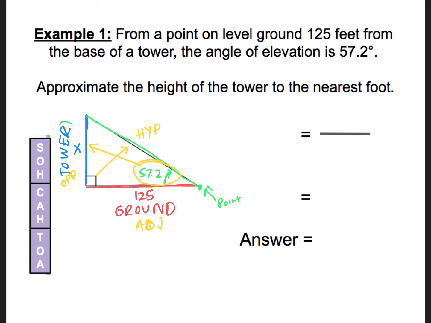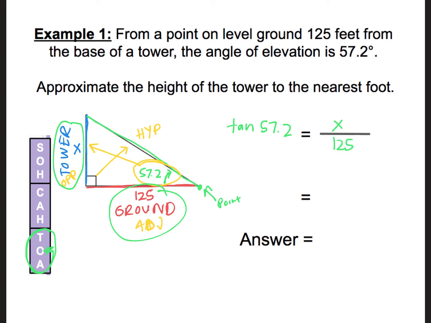So I notice we have our opposite side and we have our adjacent side. So we have OA. Remember, OA goes with T, so that tells me I'm using tangent. Again, you're always going to do the tangent of your angle, which is 57.2, equals, and then since O comes first, my opposite side goes on top. So my opposite side was X. A comes second, so adjacent is the bottom, which is 125. And then we just need to solve for X.